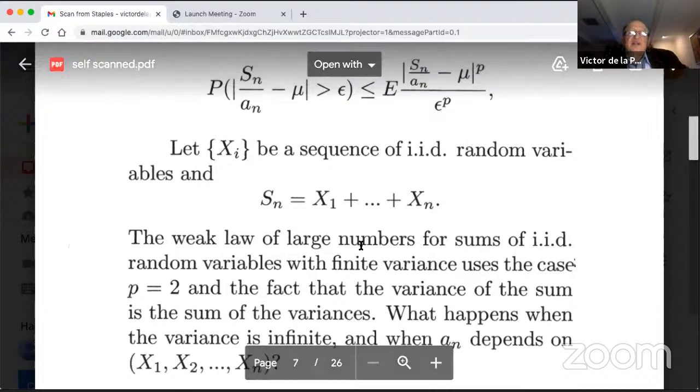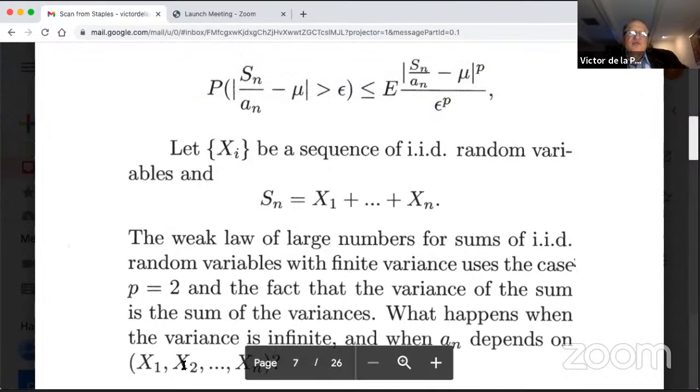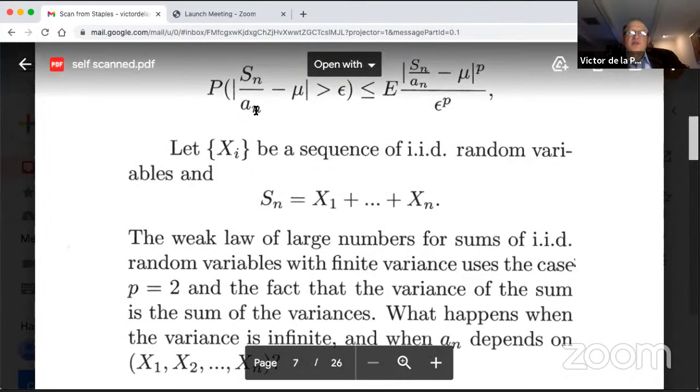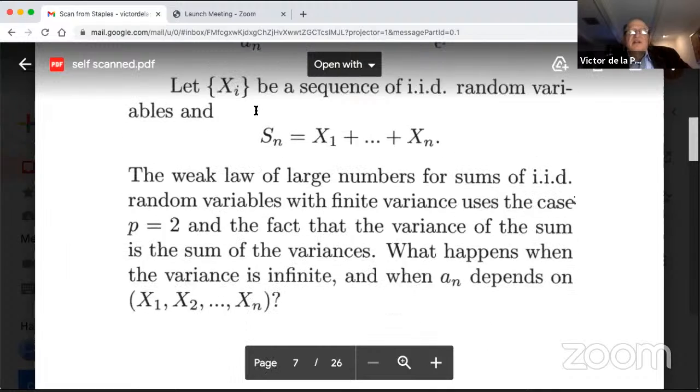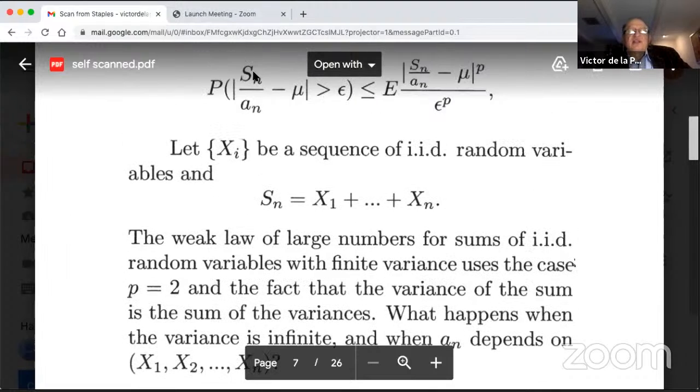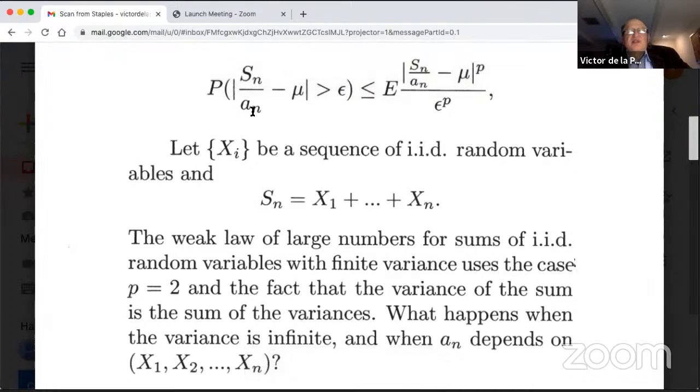What about the case where An is a function of the variables, X1 up to Xn? In that case, also the classical theory is not fully developed yet. And so that's self-normalization. You take a sum divided by a function of the same variables. So that's what we call self-normalized.